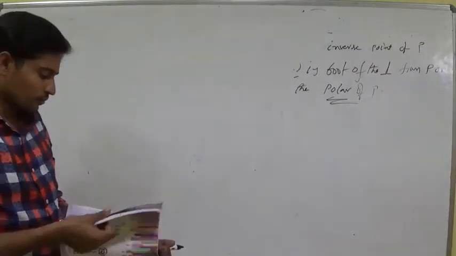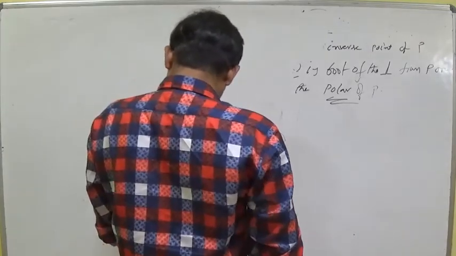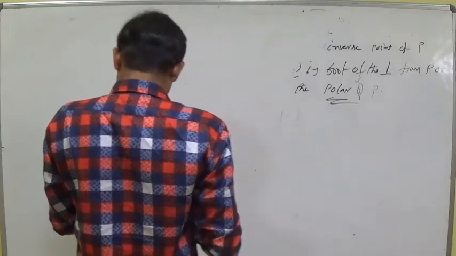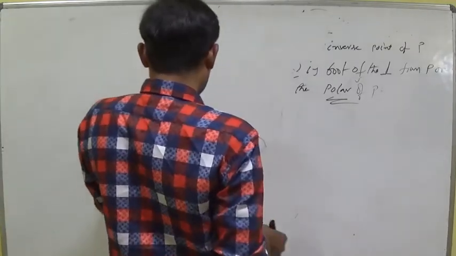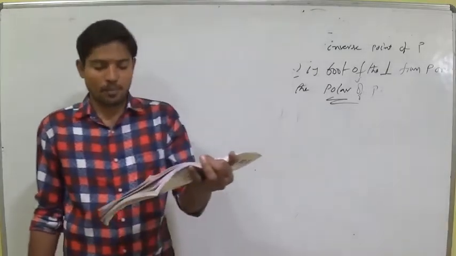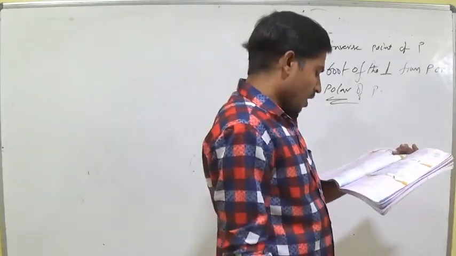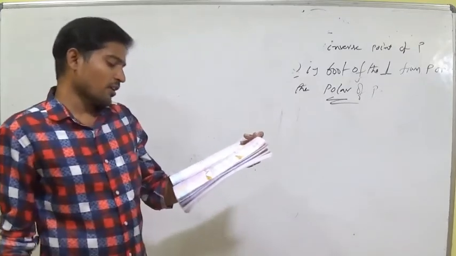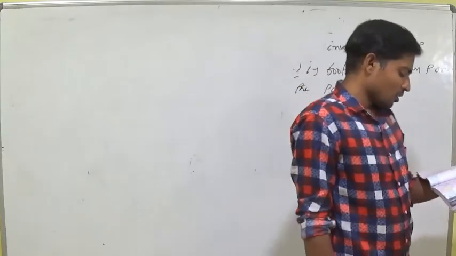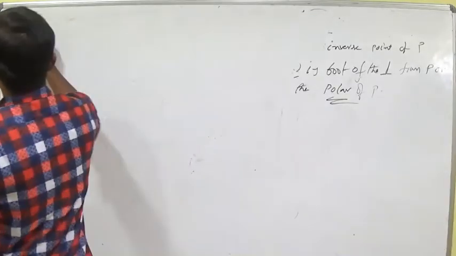Now 17. With respect to the circle x square plus y square plus 6x minus 8y minus 10 equal to 0, the four options are given here: the chord of contact of the tangent, the pole of the line 5x minus 3y, the polar of the point. Let us verify that.